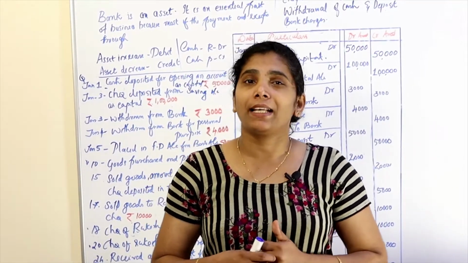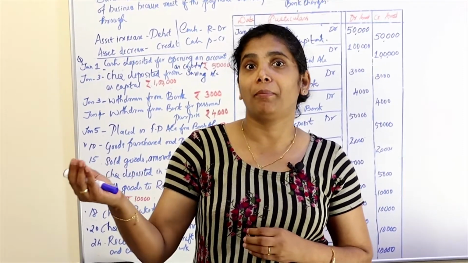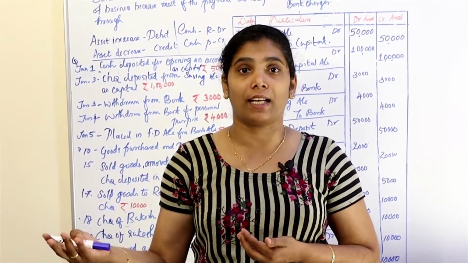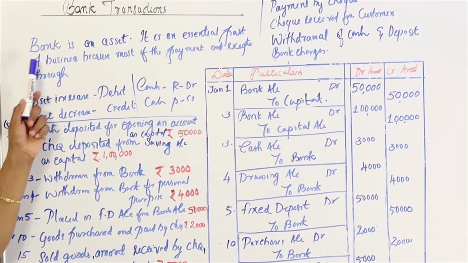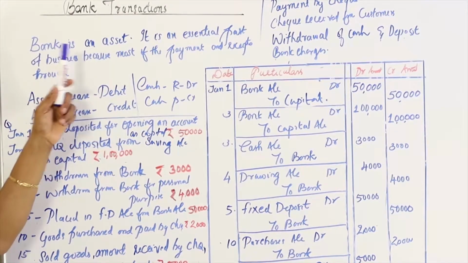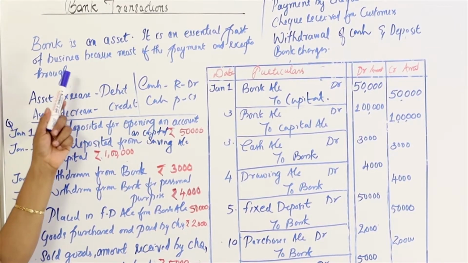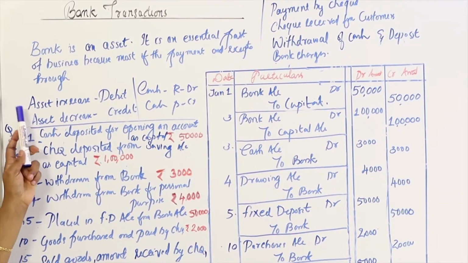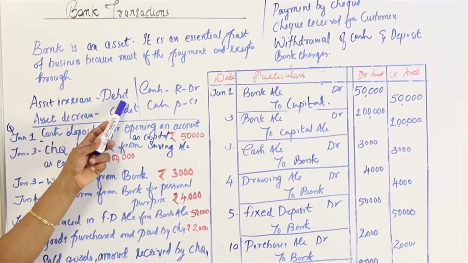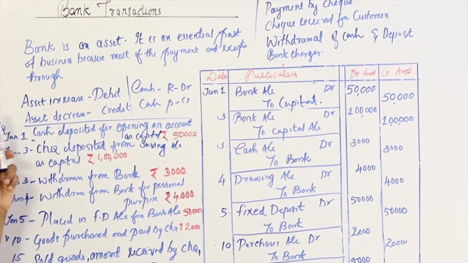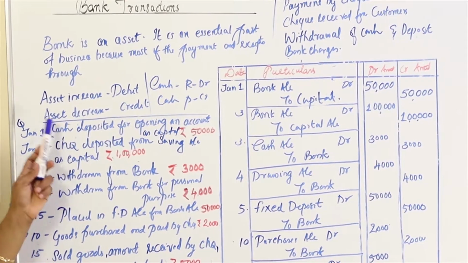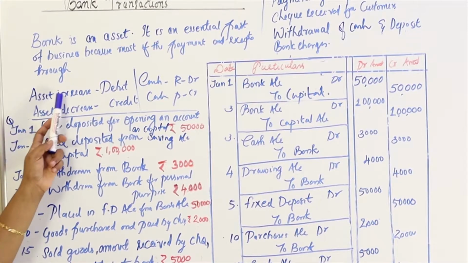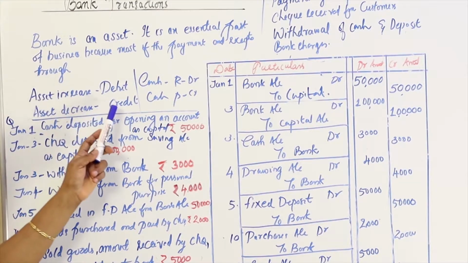Okay, so bank is an asset like cash, because there is some money in the bank, which is for us, so it is an asset. When cash is increasing, we debit. When cash is decreasing, we credit. Like that, when bank is increasing, we have to debit it because it's an asset. Whenever an asset is increasing, we debit it. When an asset is decreasing, you credit it. So when bank is increasing, debit. When bank is decreasing, credit.